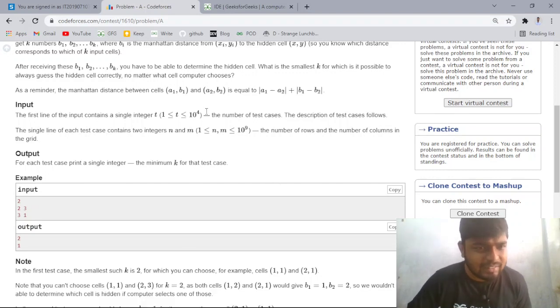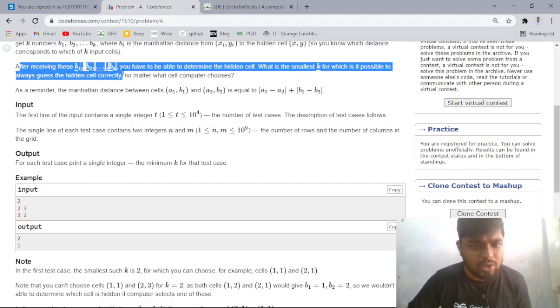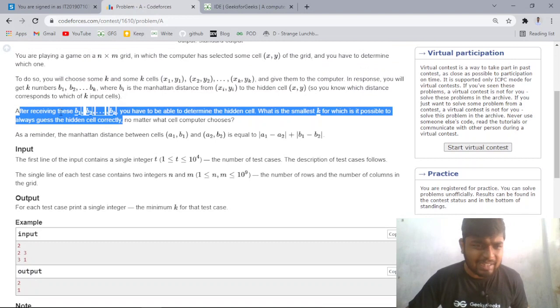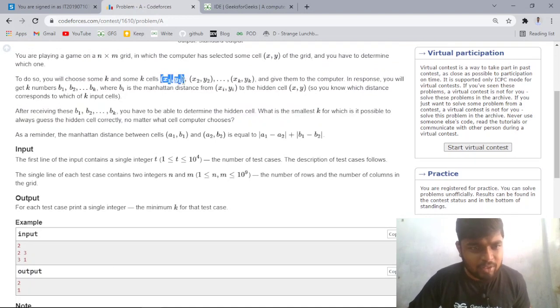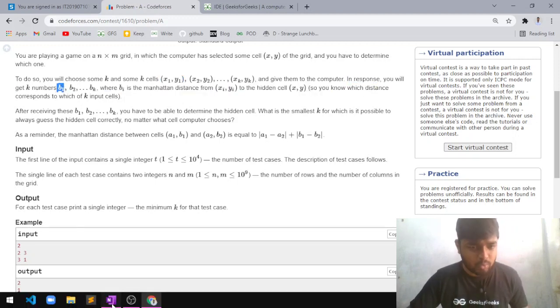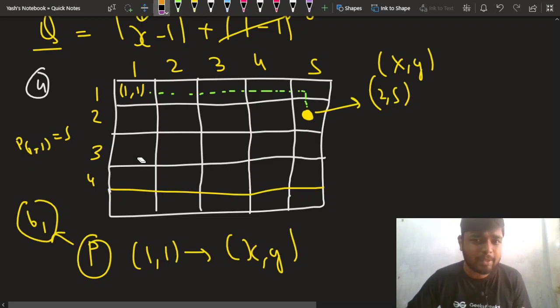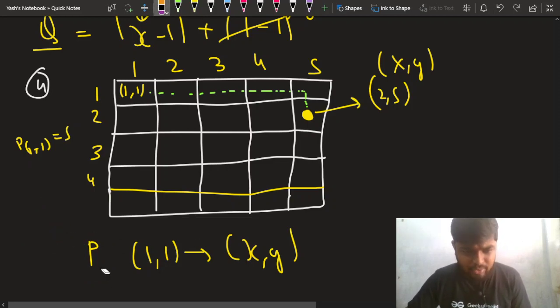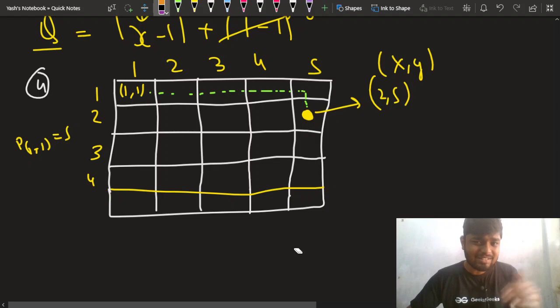It is stated that after receiving this value, when you give it points, let's suppose you give x1 comma y1 to the computer. In response you will get this point b1. So I am assuming that you get this point p. That is what I was trying to say. You know the distance if you know the point, but let's say you don't know. So let's assume that this is only x comma y.